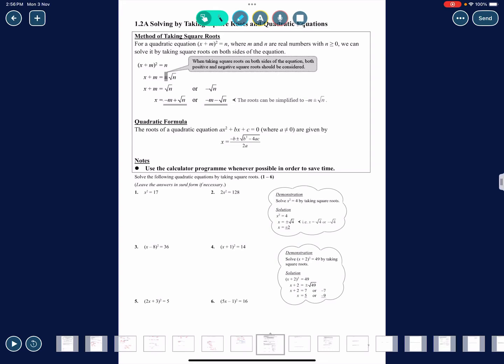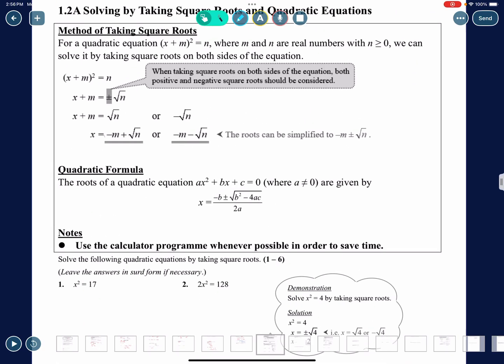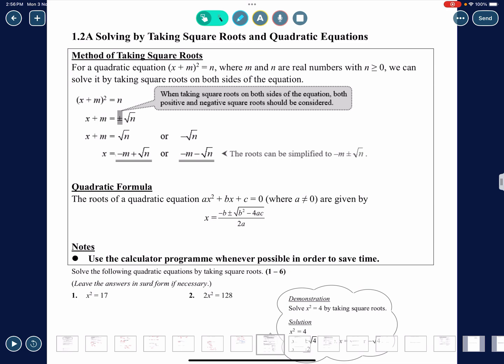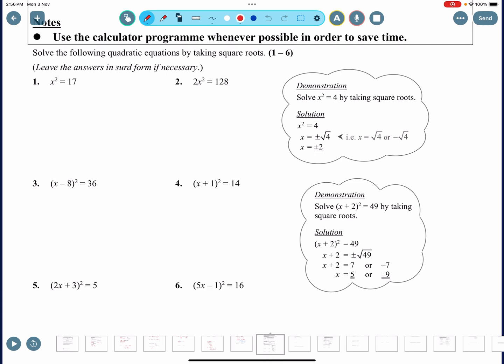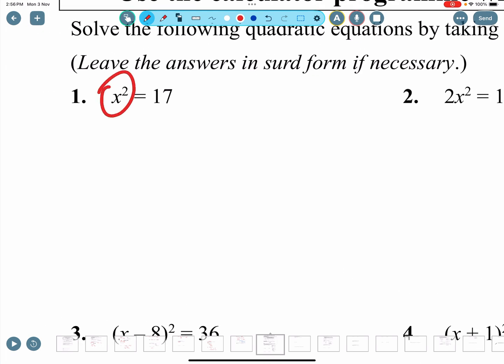Hey guys, this video is on solving quadratics using techniques other than the factor method or cross method. The first one is using square roots to solve the problems. You use square roots if you end up with an x squared, or something squared, on one side, and that could easily help you solve for x. In this case, the opposite of square is square root.